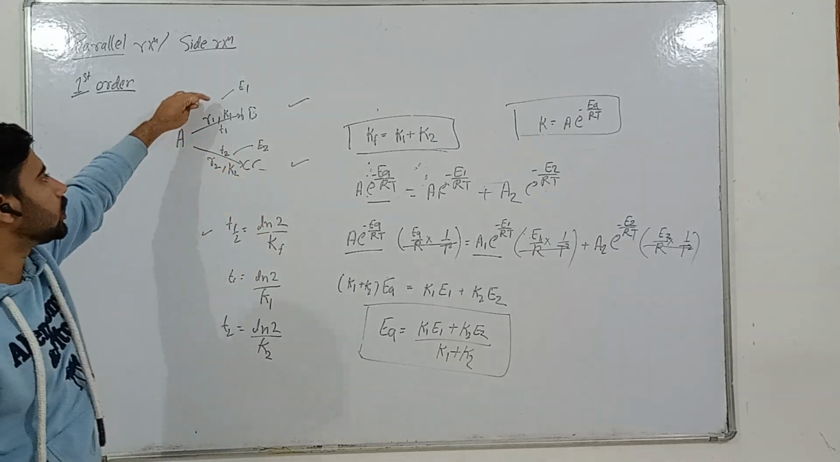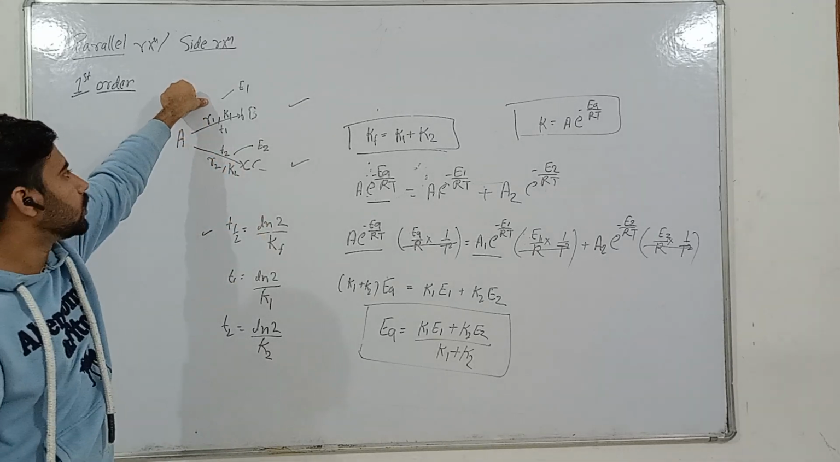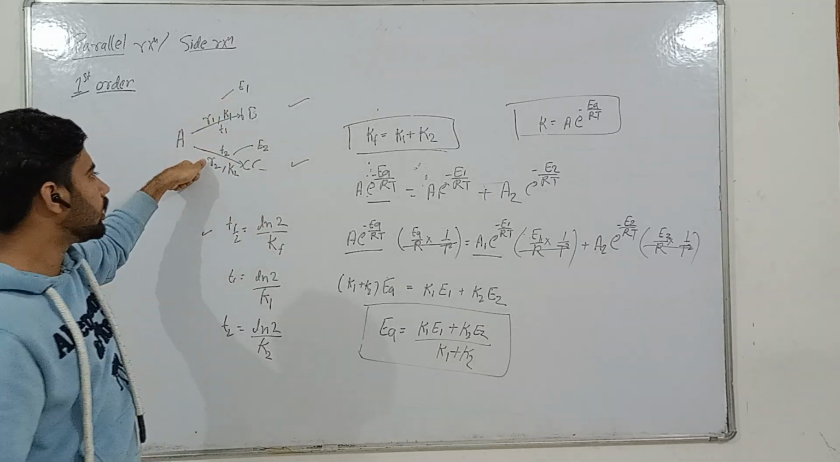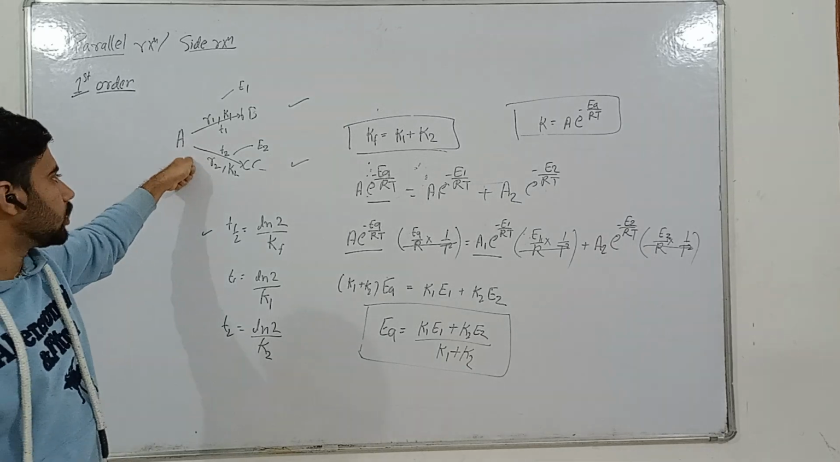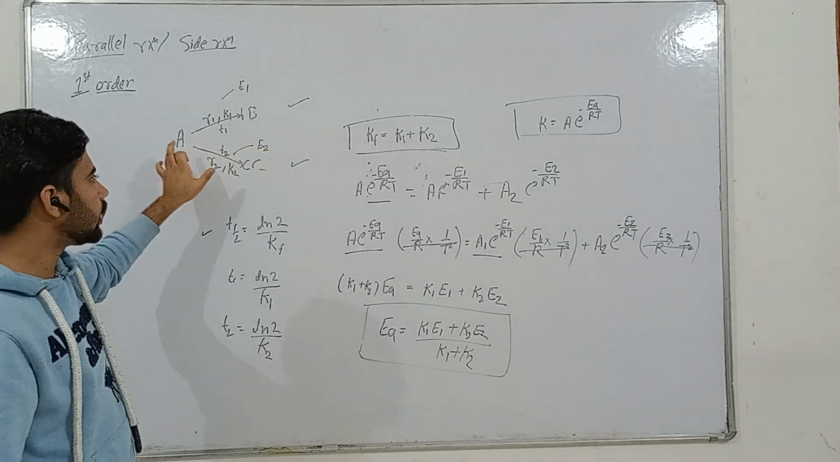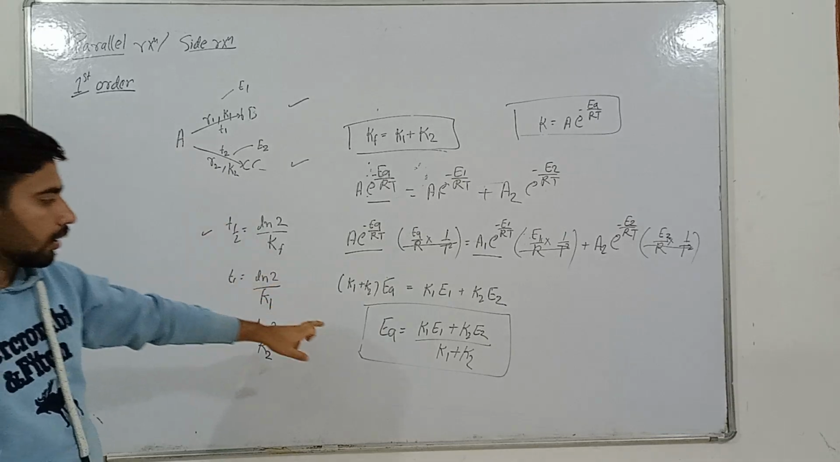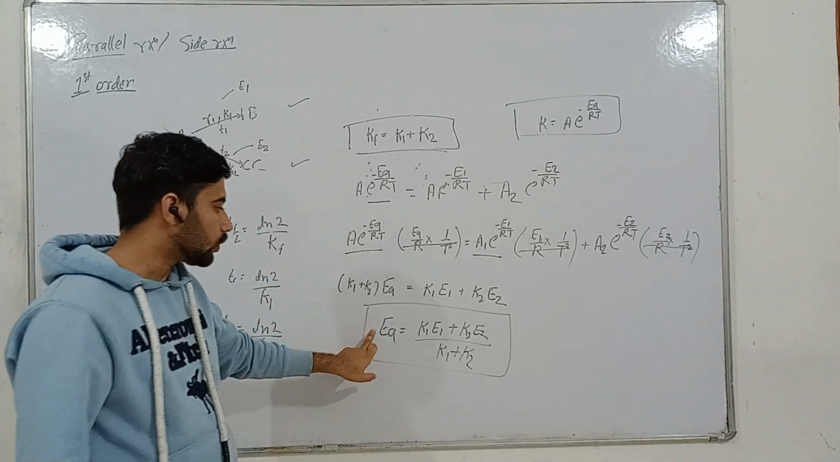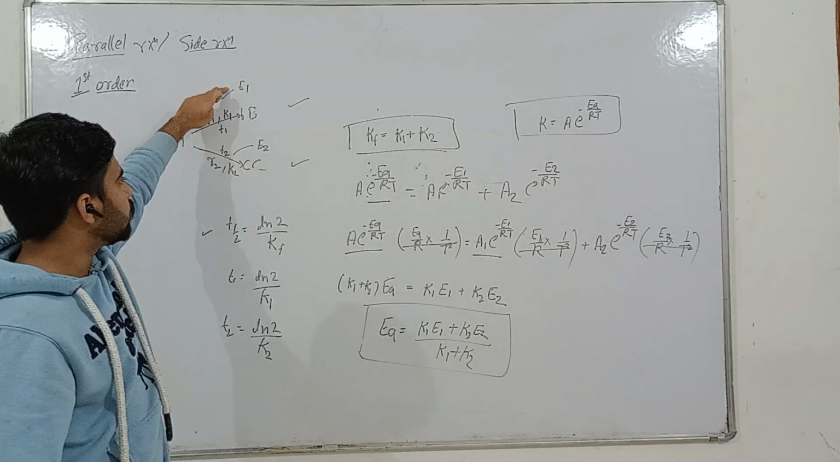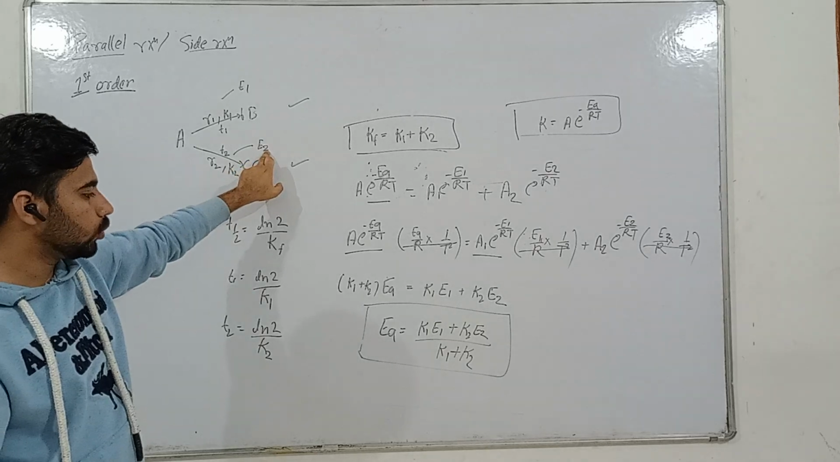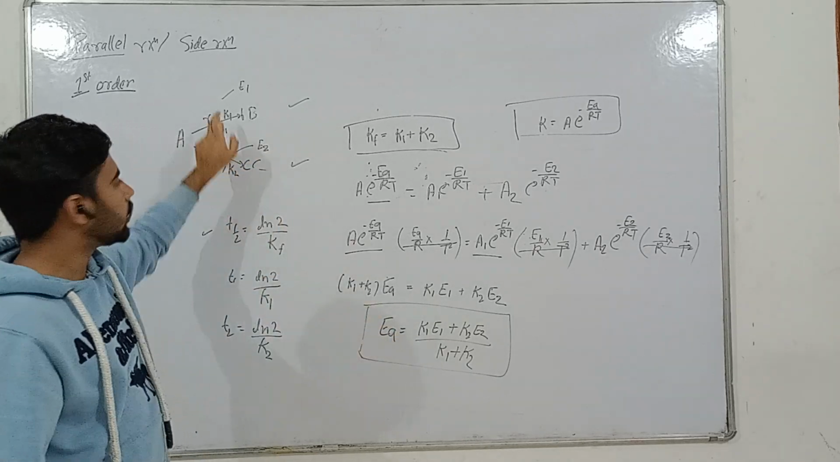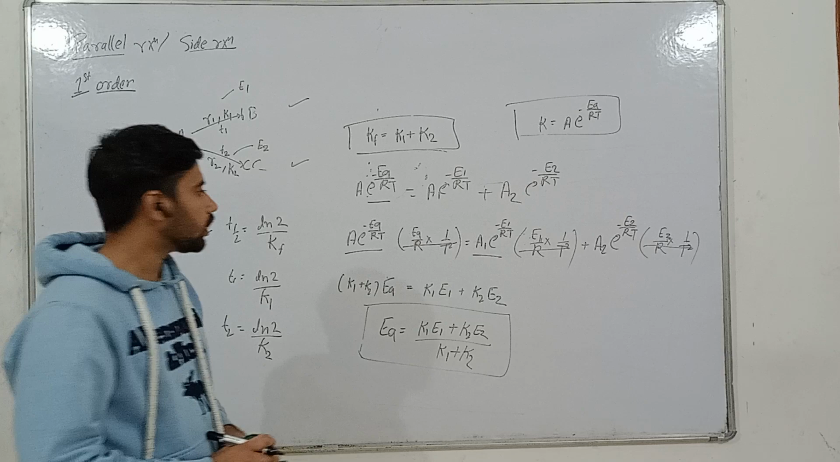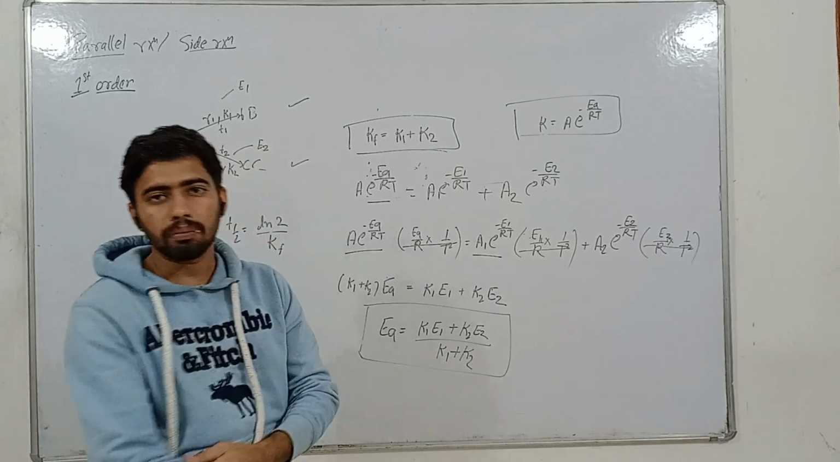If the activation energy of this reaction is given as E1 and of this reaction as E2, then the overall activation energy can be found from this formula: Ea equals k1 into E1 plus k2 into E2 divided by k1 plus k2. Okay, that is the first order parallel reaction.